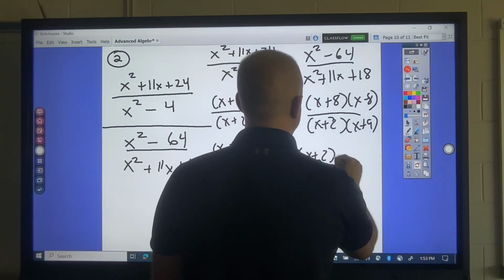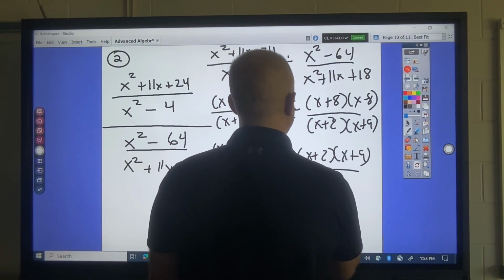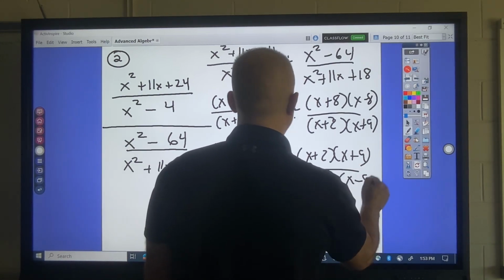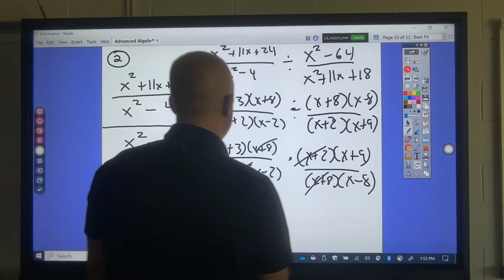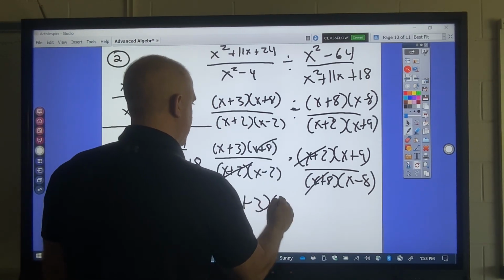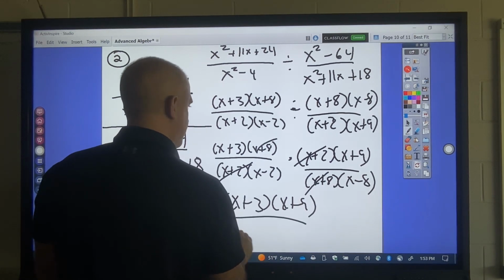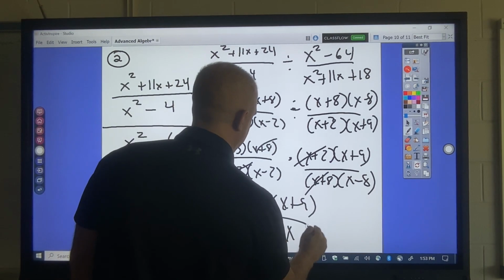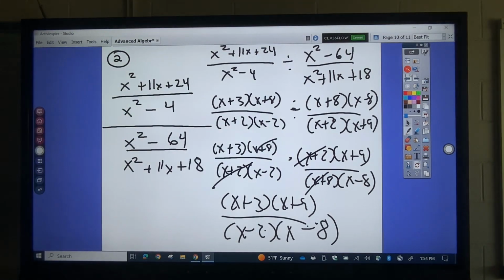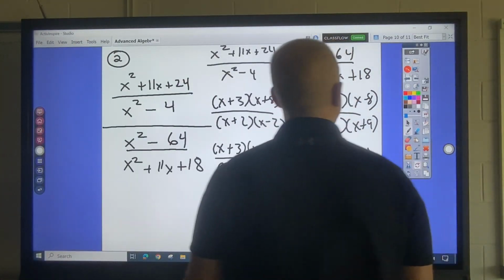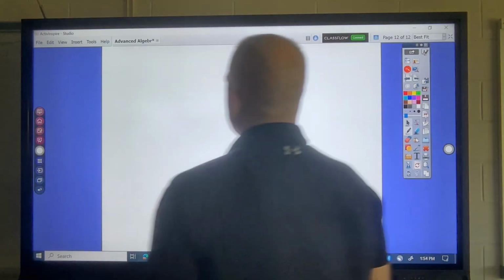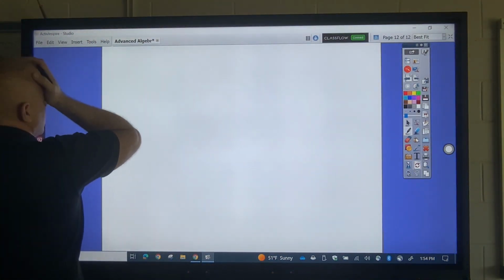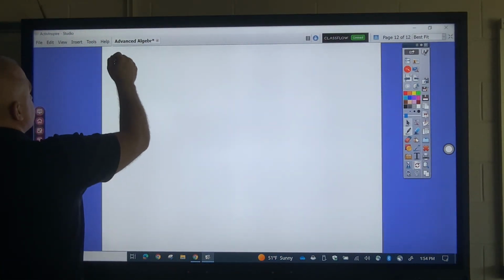X plus 2, x plus 9, x plus 8, x minus 8. All right, so diagonally x plus 2 goes away, diagonally x plus 8 goes away. I got x plus 3, x plus 9 over x minus 2, x minus 8. I cannot eliminate anything else. Okay? All right. So go ahead, you guys go ahead and practice these two. I'd like to go on to one more type of problem in case you see this.